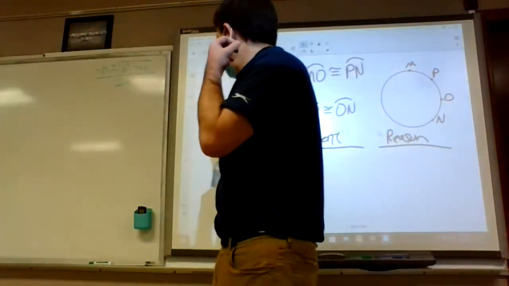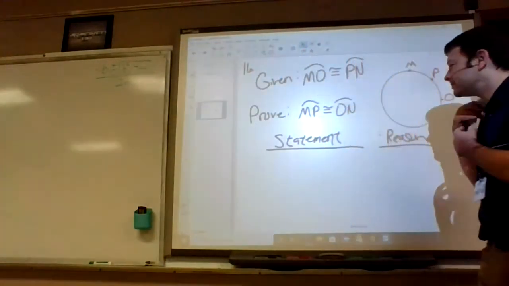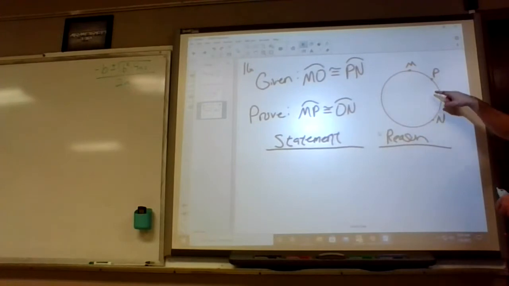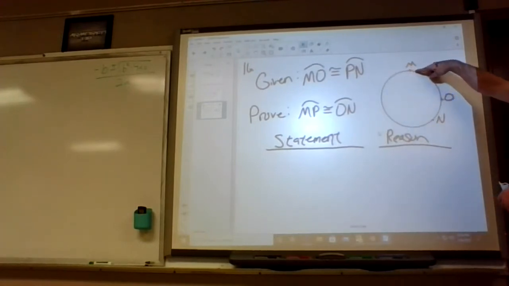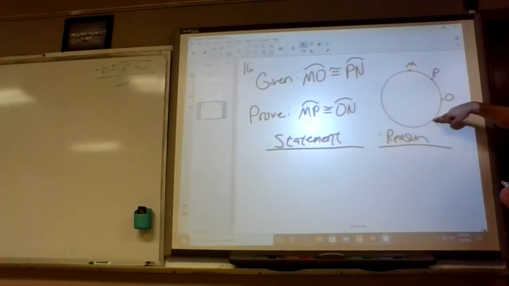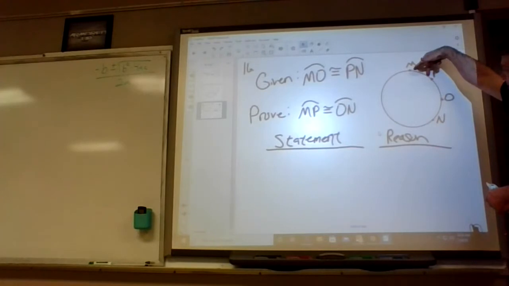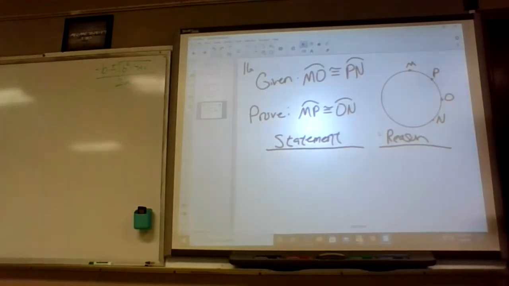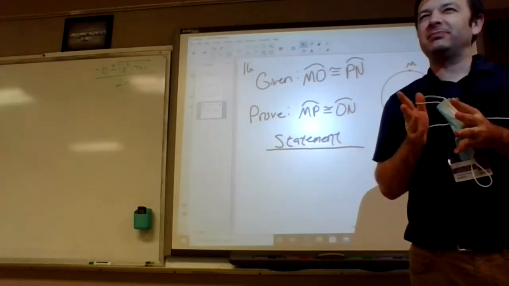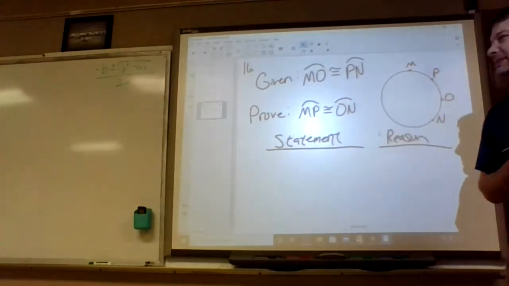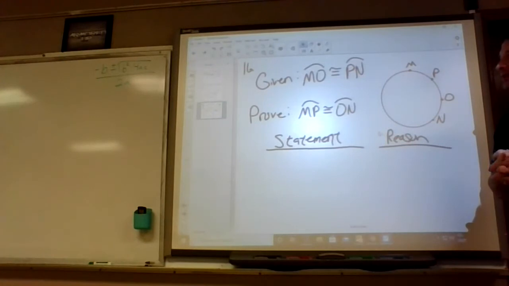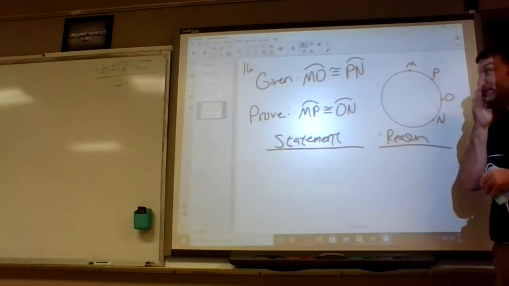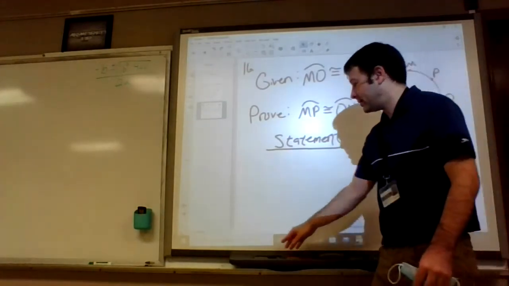Okay, on number 16, they tell us in the given that from here to here is the same thing as from P to N. And we're supposed to show that these two things are equal. We've done a lot of congruent triangle stuff, but this kind of proof we would have done earlier. We've never seen one quite like this, so this will be a little bit new for us.